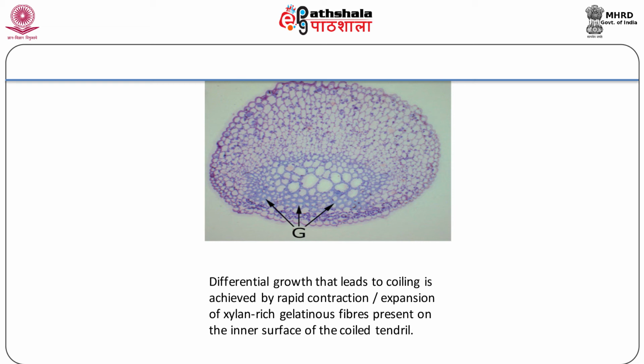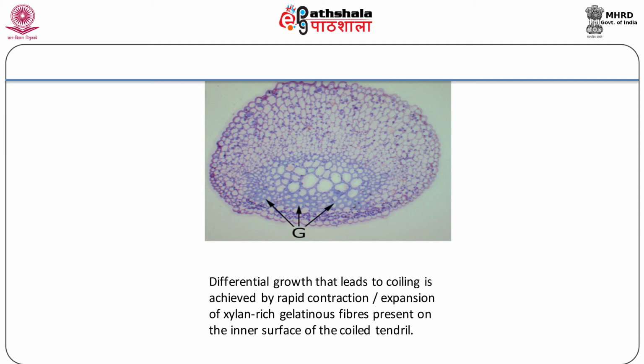In some tendrils, 5 to 6 layers of gelatinous type of fibers, G fibers, exist between the vascular tissue and cortex, which can swell or desiccate rapidly due to their highly water absorptive polysaccharide composition.